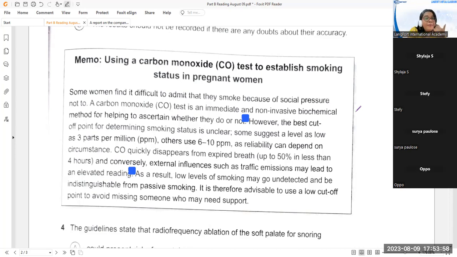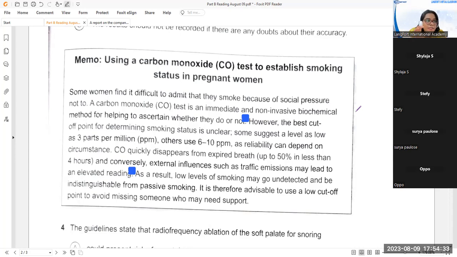So they are saying women might not disclose the smoking status, so we need an immediate and urgent non-invasive test to find that out, and that test is the carbon monoxide test. But the best cutoff point to determine the smoking status, what is the best measurement based on which we can confirm the smoking status, is unclear. The cutoff point is not clear. Some say the point can be 3 parts per million, or some others say 6 to 10 parts per million.